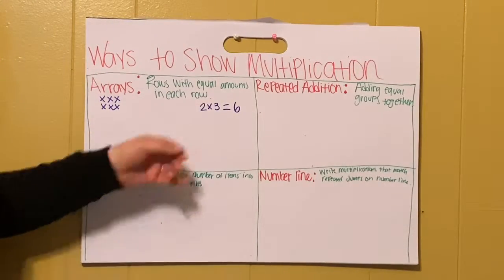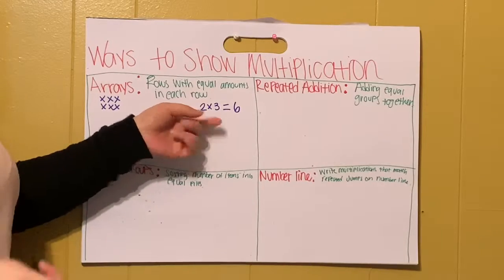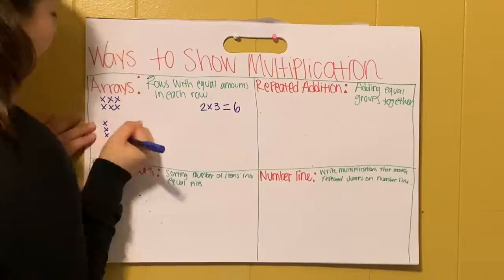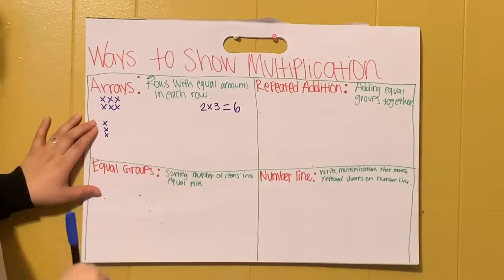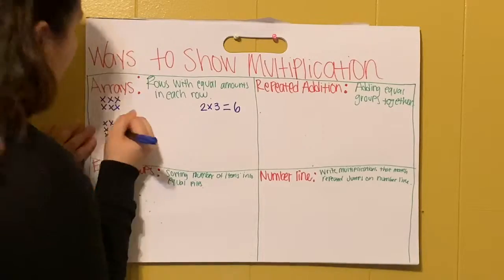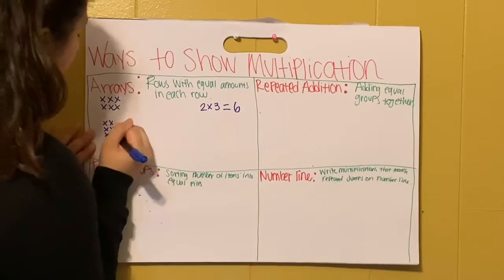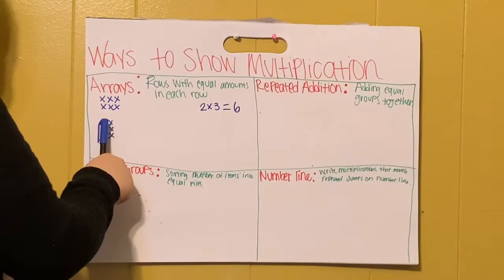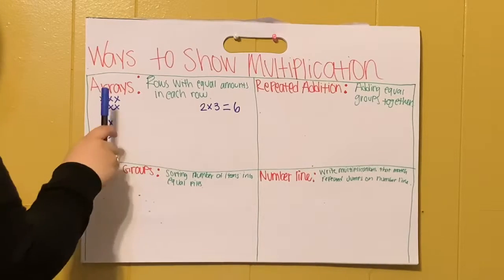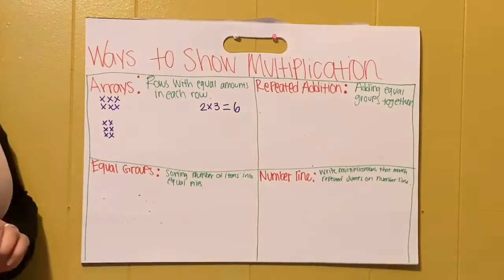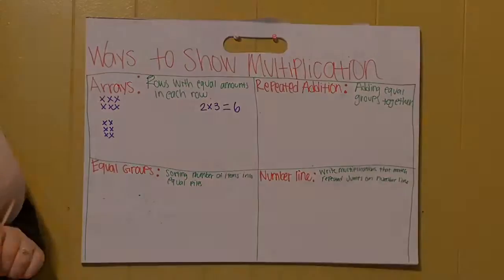Now if you choose to start with the 3 going down, you can do that as well. So we have 1, 2, 3 going down, and then we have 2 in each row. So 1, 2, 1, 2, 1, 2. And what do we have there? 6. If we add them up, so 2, 4, 6. And then we have 3 and 3, 6. So good job. Those are our 2 ways to show our arrays.